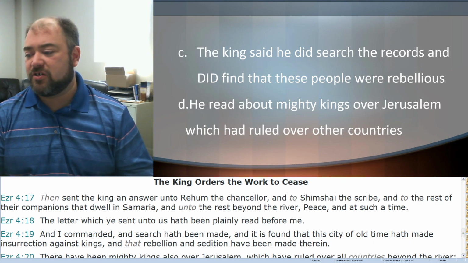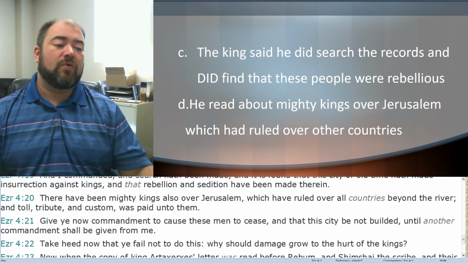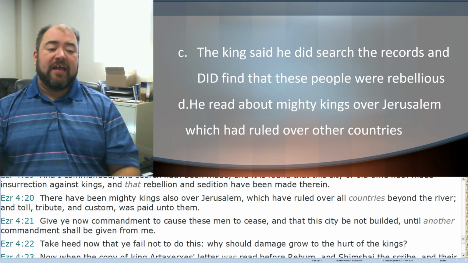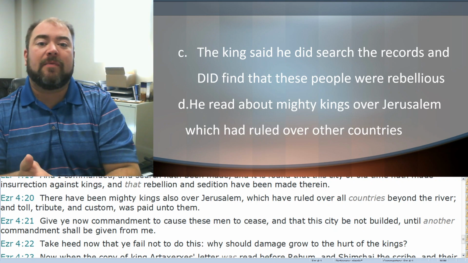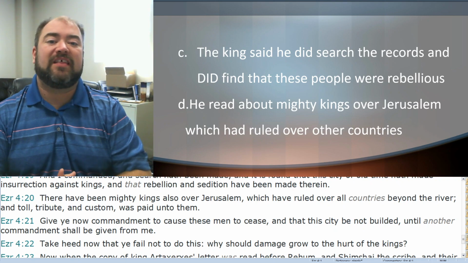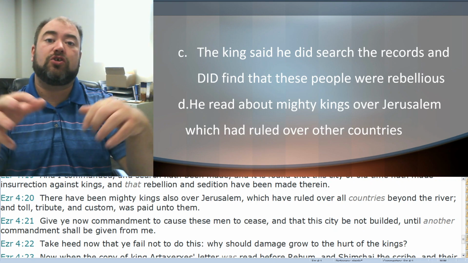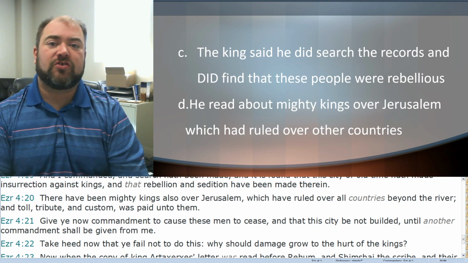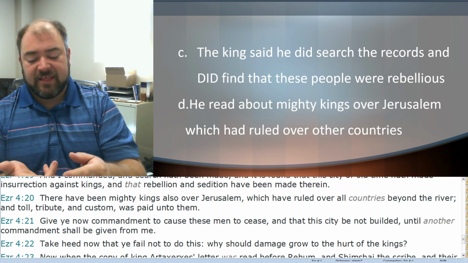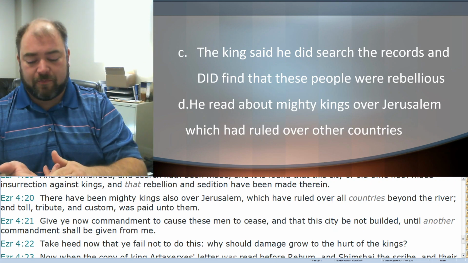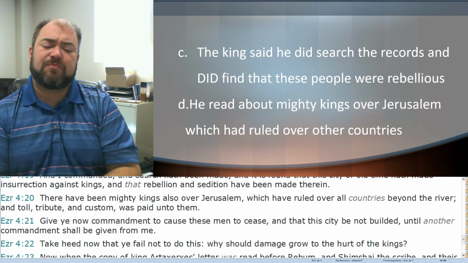He also read, here's another interesting thing, if we get down here into verses 20 and 21, he also read about the mighty kings over Israel and how they had ruled over other countries, and how kings like David and Solomon, not only had they ruled over other countries, but they had required taxes and tributes to be sent into Jerusalem. And so basically what Artaxerxes is reading here is, listen, if they once had kings that were over them, that taxed other people, that ruled over other people, then now that the tables are turned, they should expect the same thing.